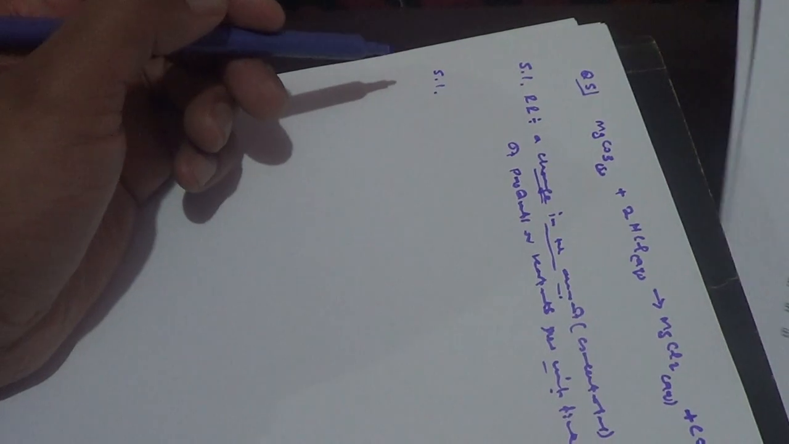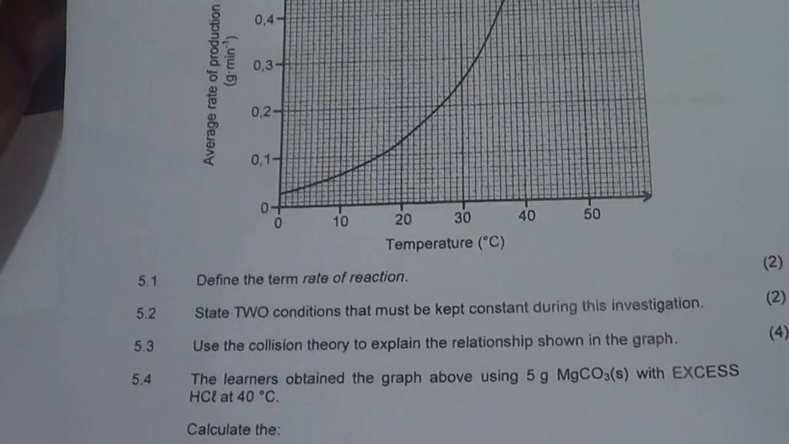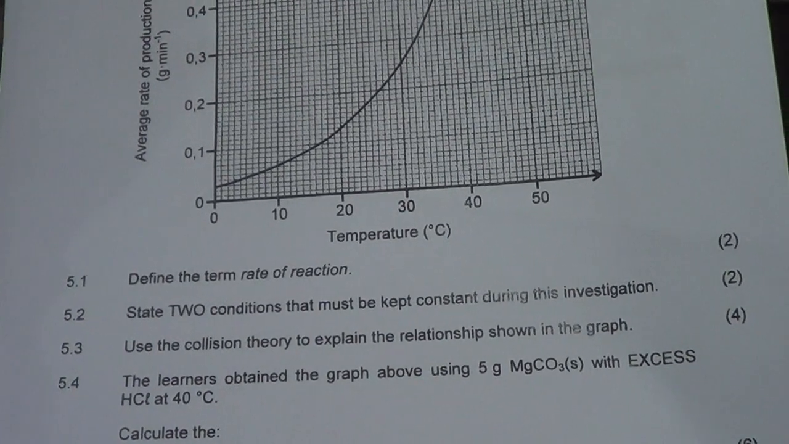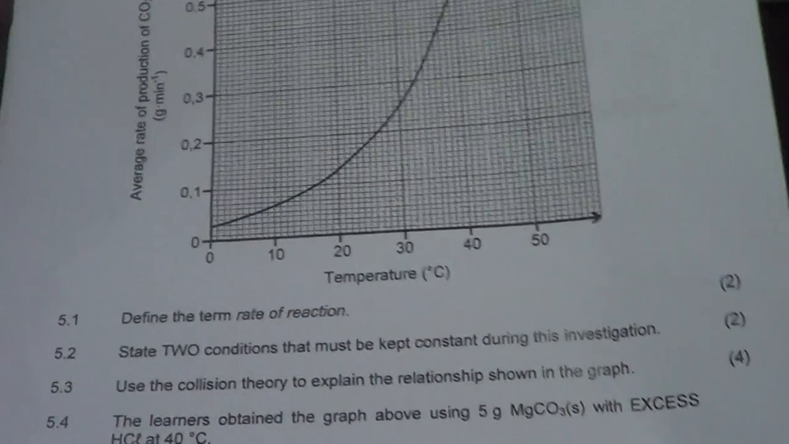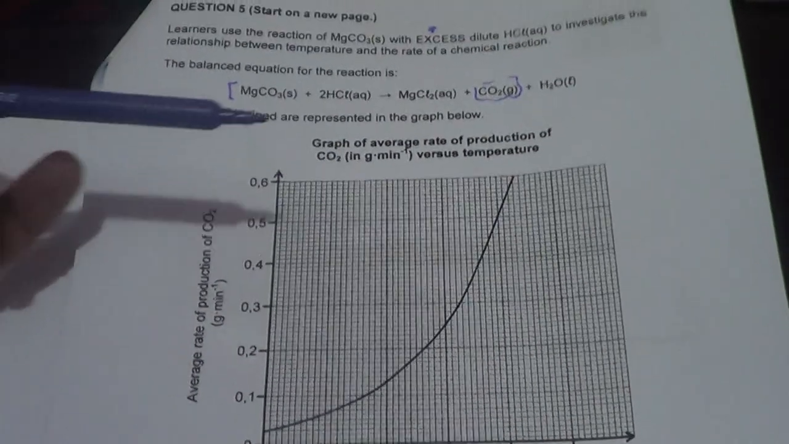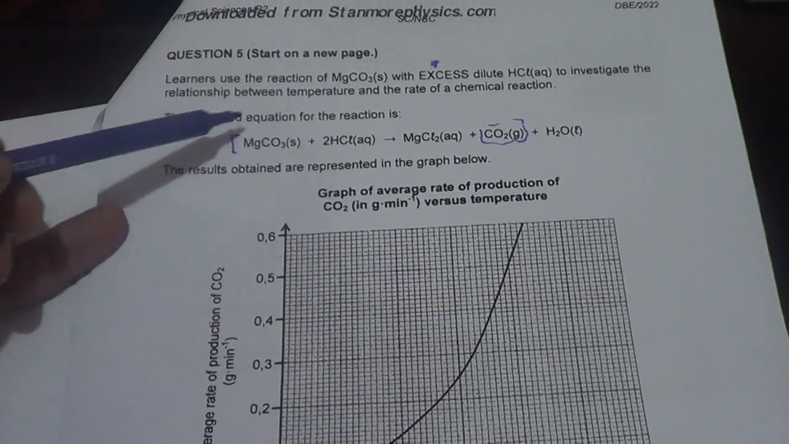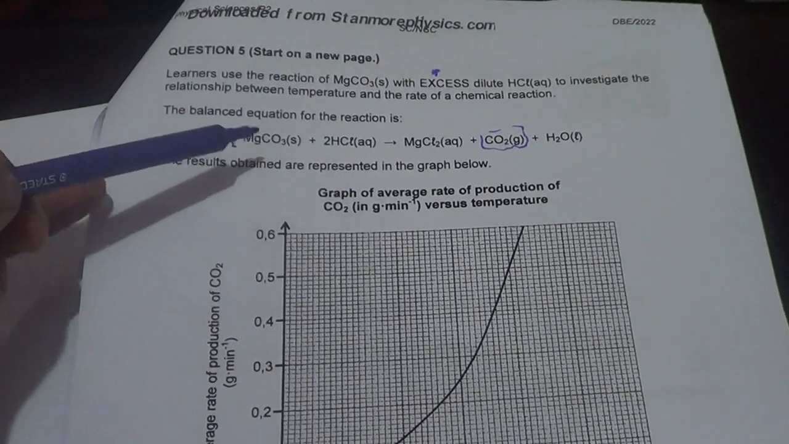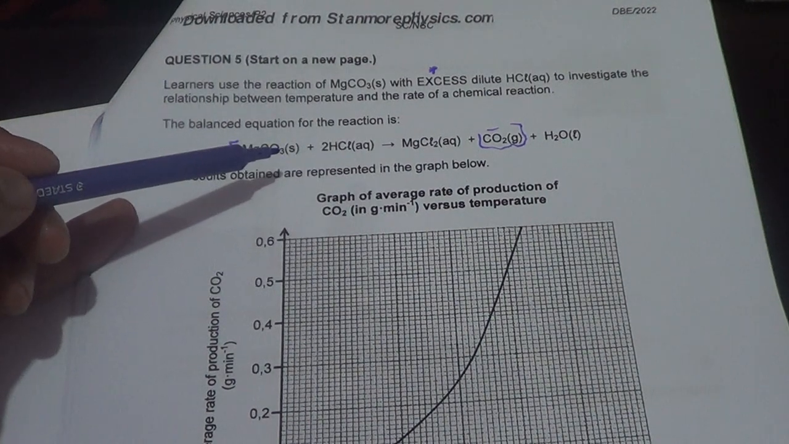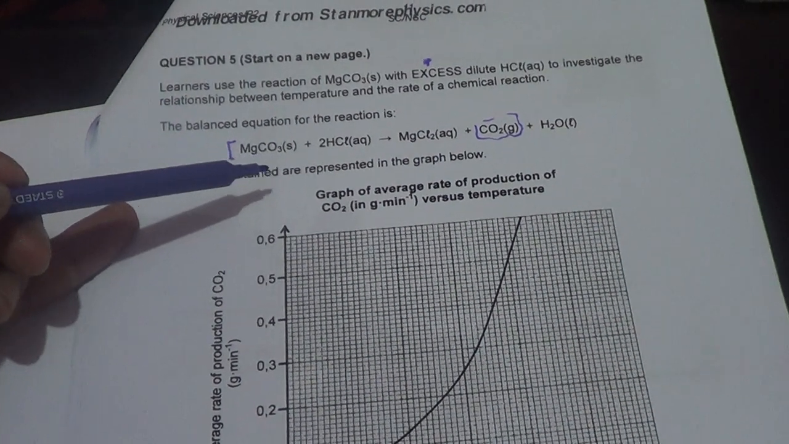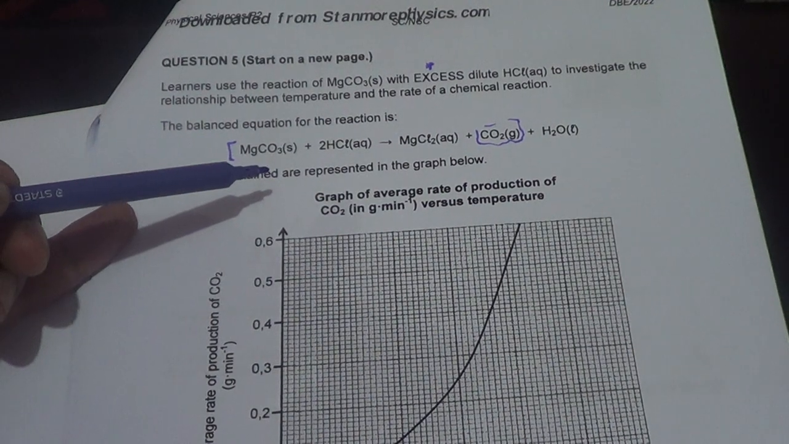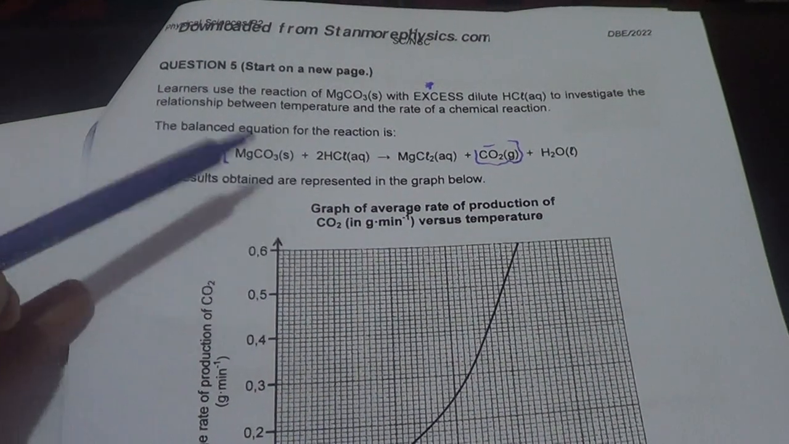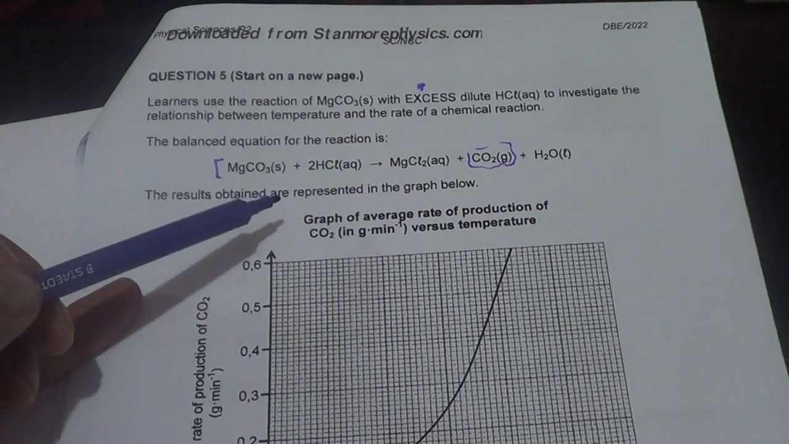The next one says, state two conditions that must be kept constant during this investigation. Remember, there can be other issues here. Say, for example, we used this one as a solid, but they didn't tell us whether we used a chip or granules or powder. So they didn't tell us exactly the state in which this was.